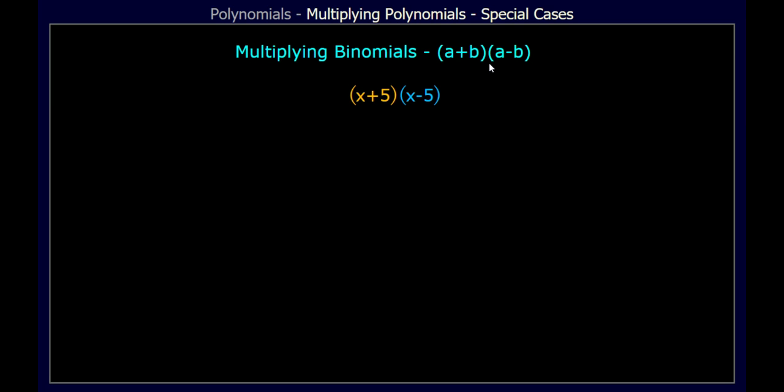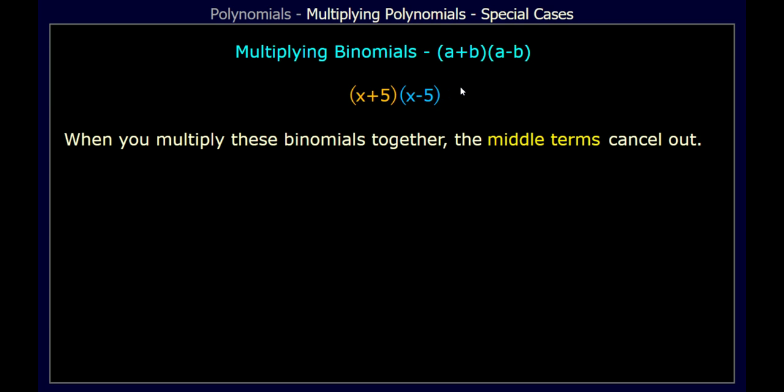So let's look at an example with some numbers. I made one up here. If I was going to try to match the pattern, the x is the a over here. You can see it's in the front two spots, and then the 5 would be the b. Okay. So if I'm going to multiply those together, what makes this thing a shortcut is that the middle terms always cancel out. That's because there's a plus and there's a minus.